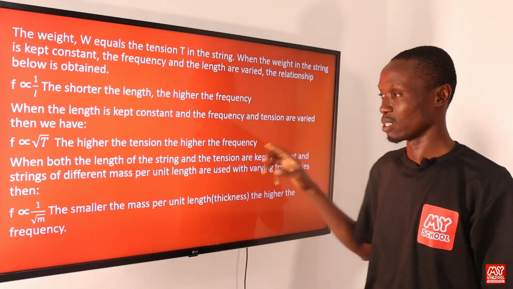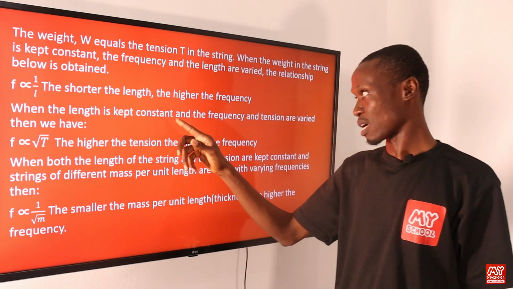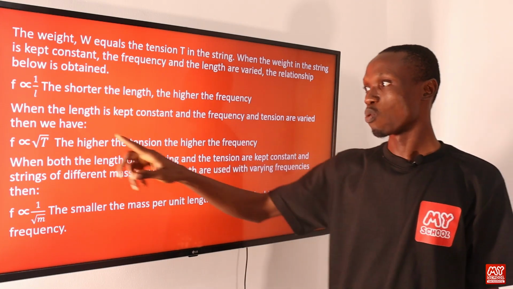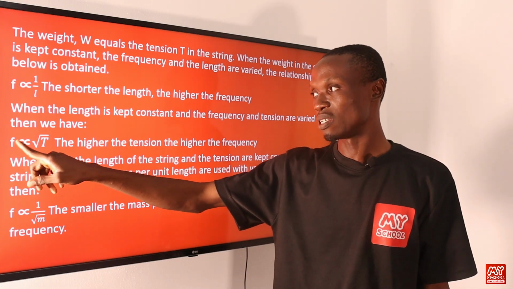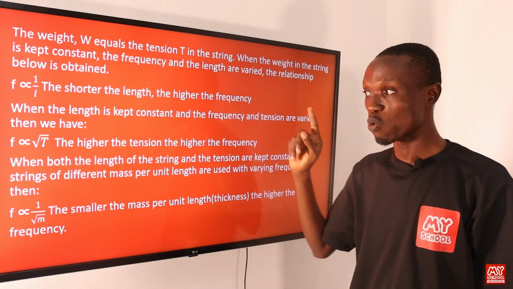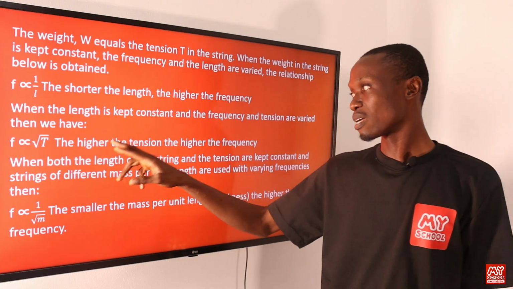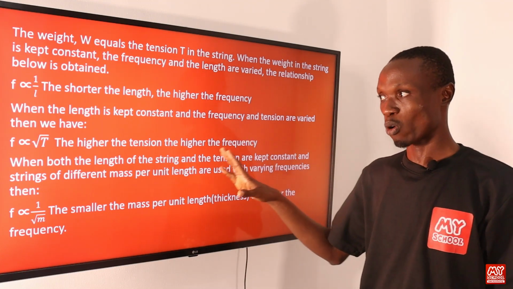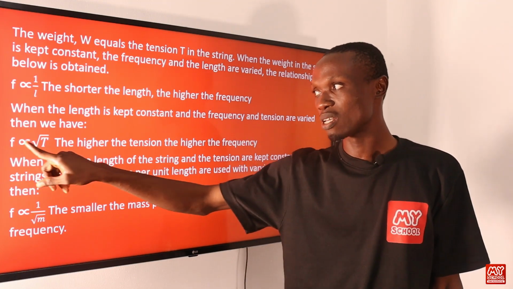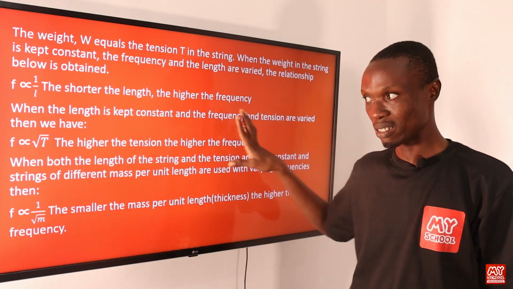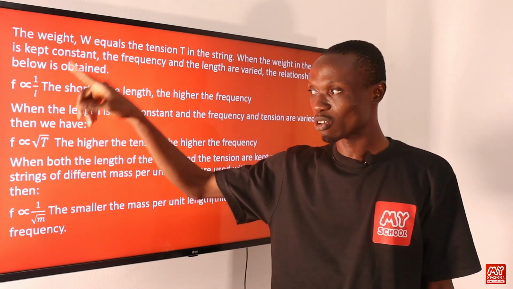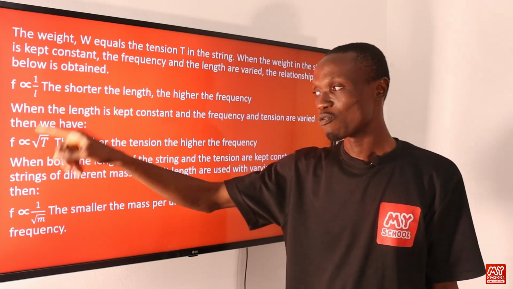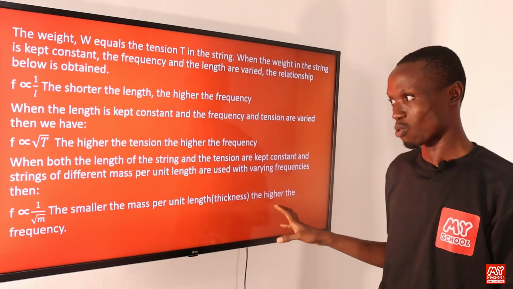So the shorter the length, the higher the frequency, or if we say the longer the length, then the lower the frequency. So when the length is kept constant and the frequency and the tension are varied, then we will obtain that F is directly proportional to the square root of tension. So the higher the tension, the higher the frequency. And the reason for that is because the relationship between frequency and tension is direct, meaning that as tension increases, frequency too will increase, or as tension decreases, frequency will decrease.